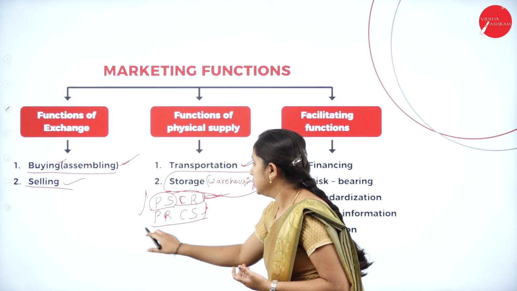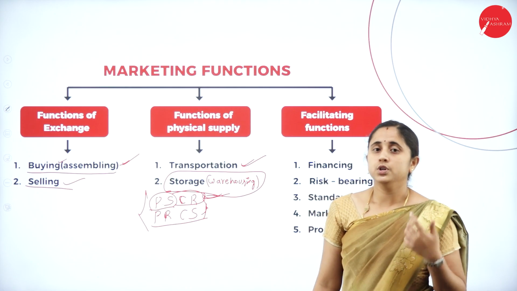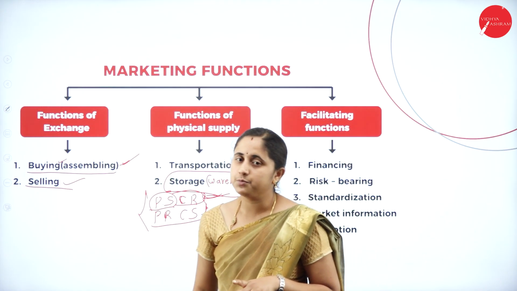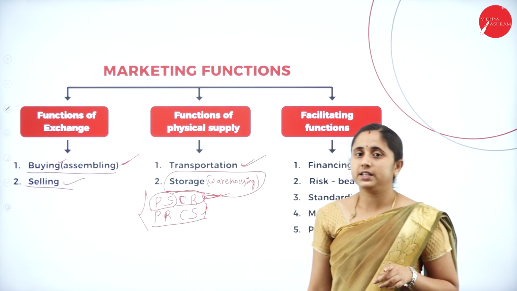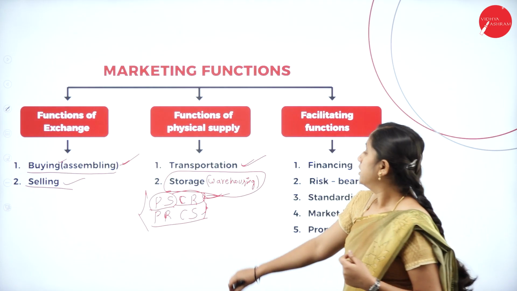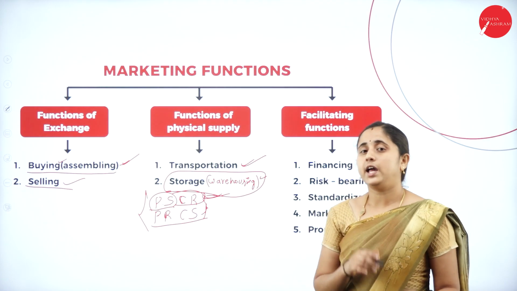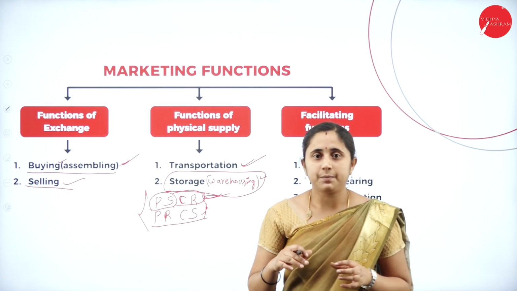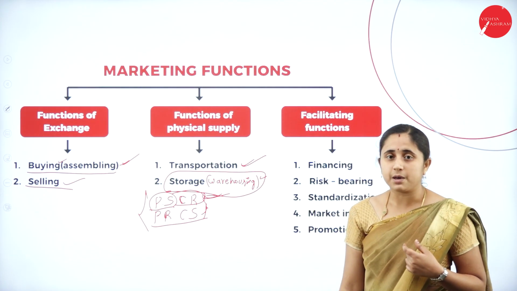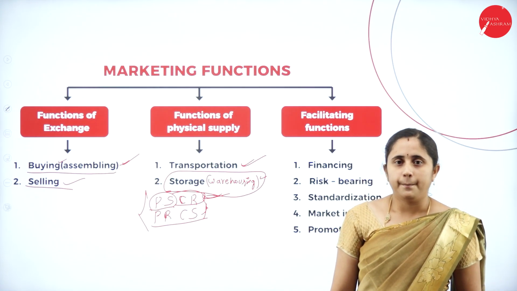In these two cases, storage plays an important role. Storage helps to supply the goods at the right time. Storage helps you to supply the goods whenever the customer needs them. When the demand increases, you can supply to the market at the right time. Warehousing helps to store your product in a systematic way, and it helps in protecting your product from damages. So, storage and warehousing is an important function in marketing.